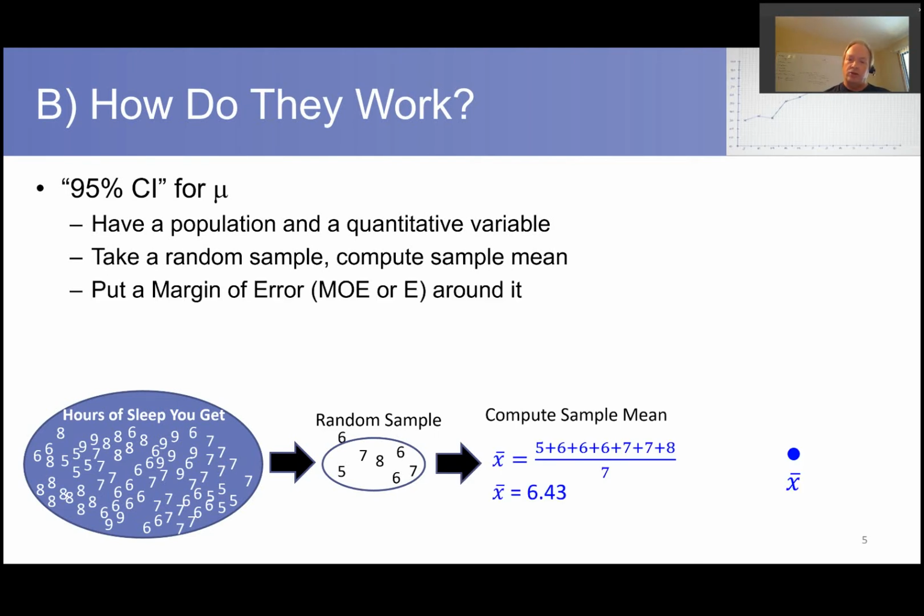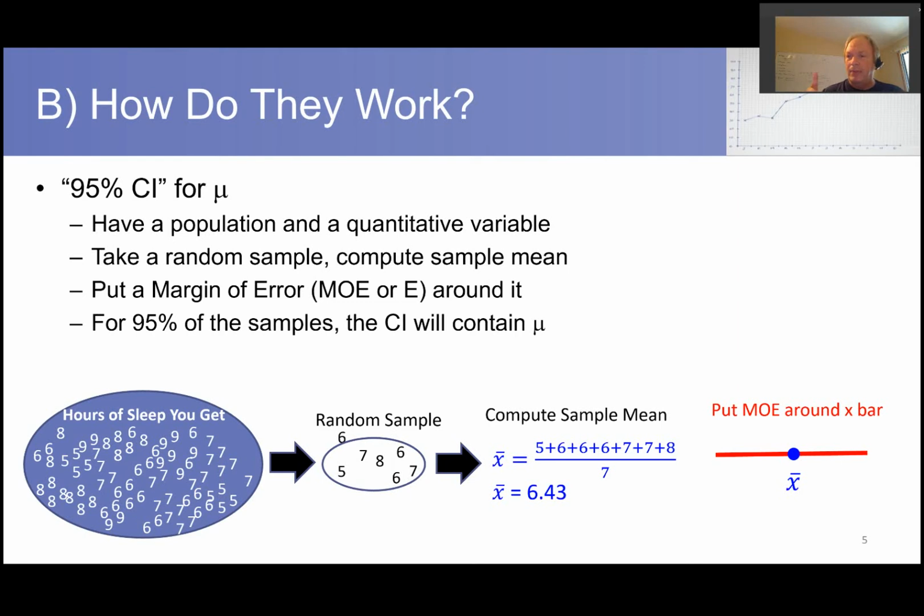And now what we want to do is we want to put a little error bar around our sample mean. The book uses capital E as the abbreviation for margin of error. MOE is another common abbreviation, and I'll use them both with equal frequency. Probably I'll use MOE a little bit more, but when you're doing the homework, you'll see capital E instead, usually.